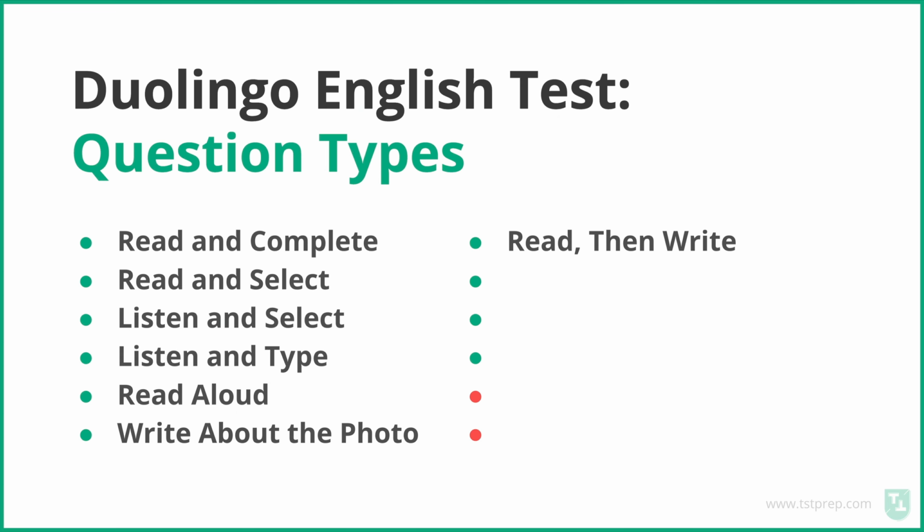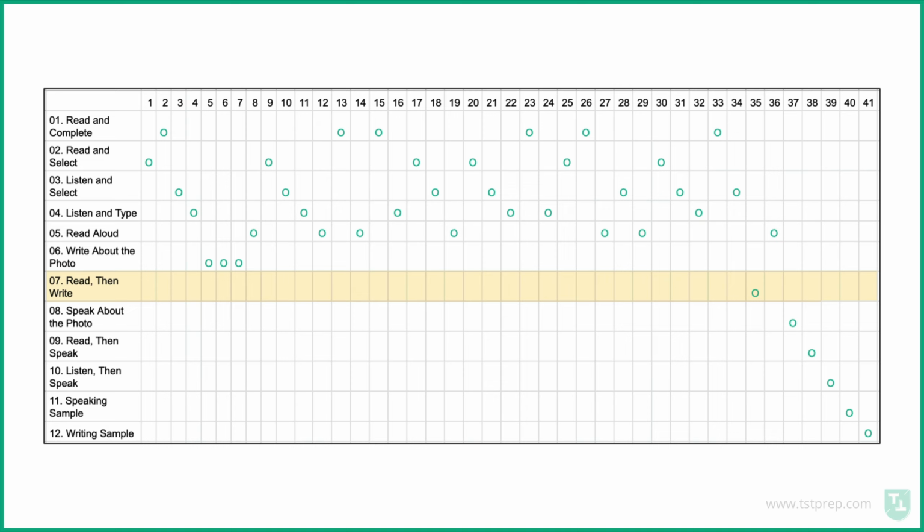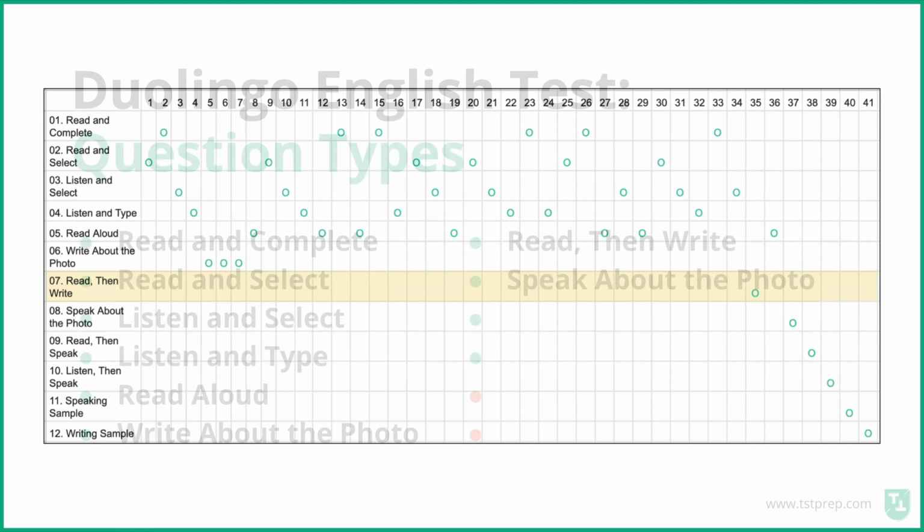Read, then write questions. These questions look something like this. They ask you a simple question, and you have to write in the answer. And you have to write at least 50 words. Definitely write more than 50 words. Write as many words as you can in 5 minutes. I believe you're given 5 minutes for this question. You will see just 1 of this question type on test day, and it usually comes at the end.